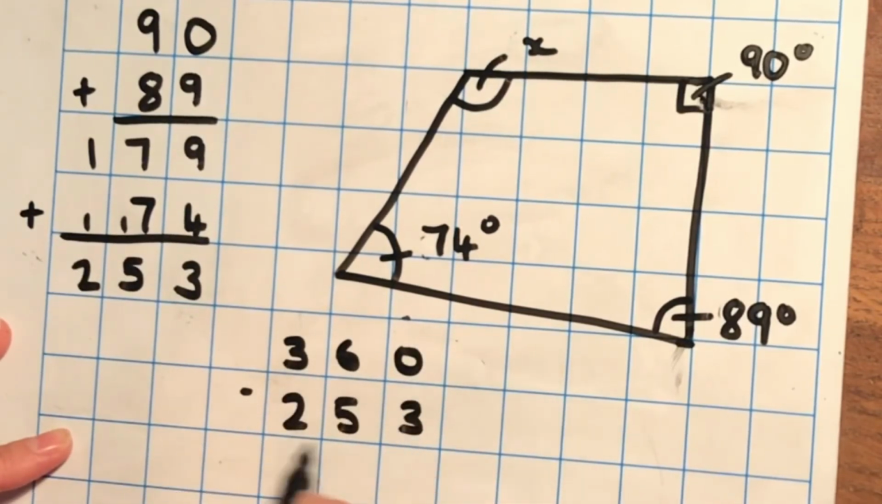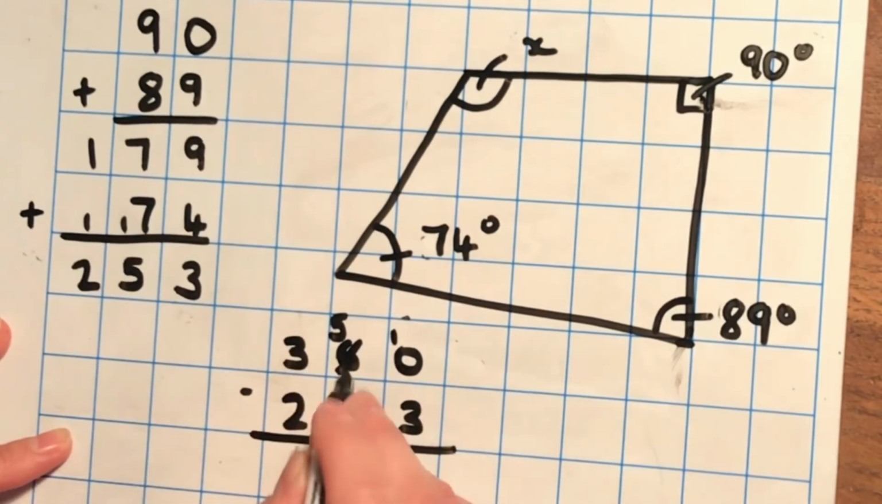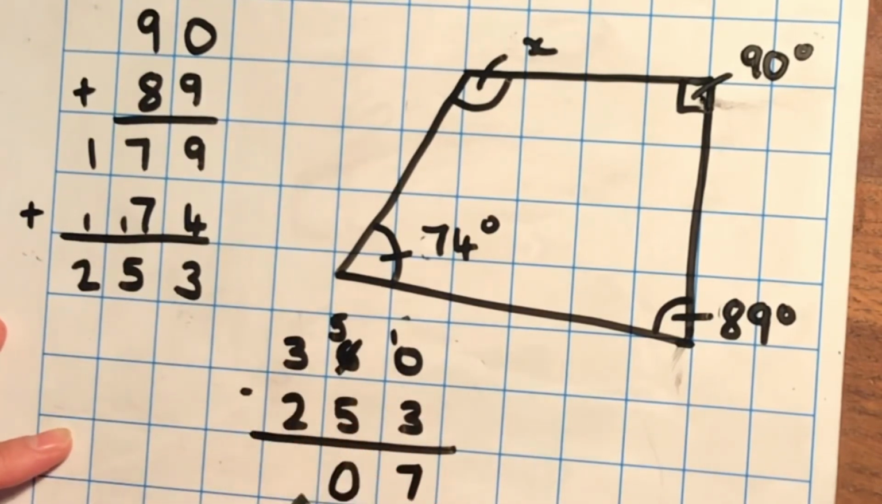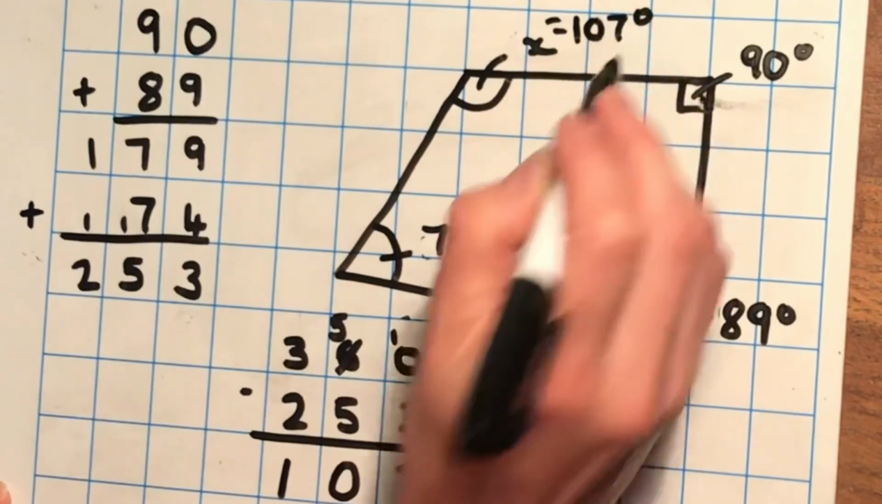Take away 253. So 10 take away 3 is 7. 5 take away 5 is nothing. And 3 take away 2 is 1. So angle X is 107 degrees.